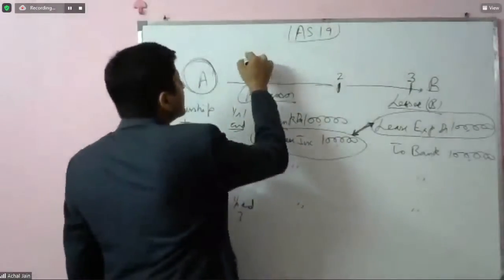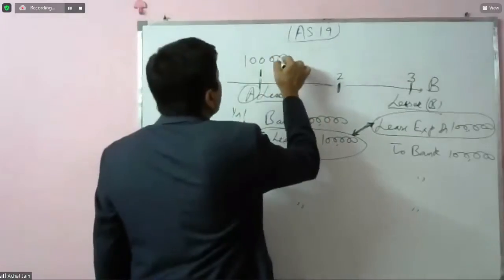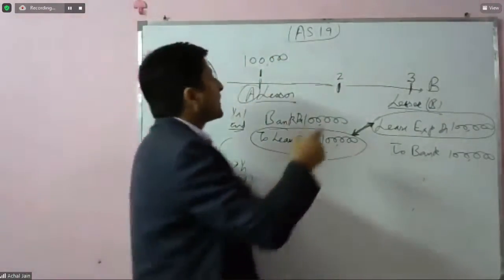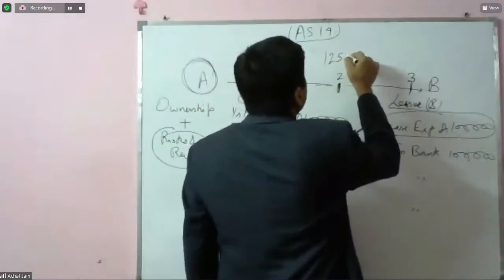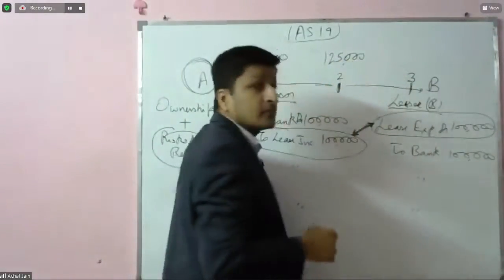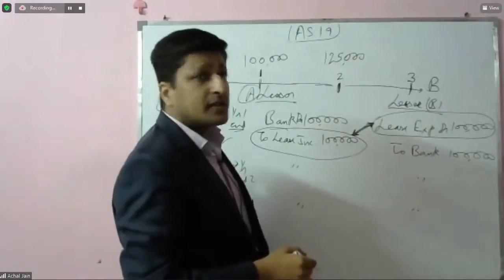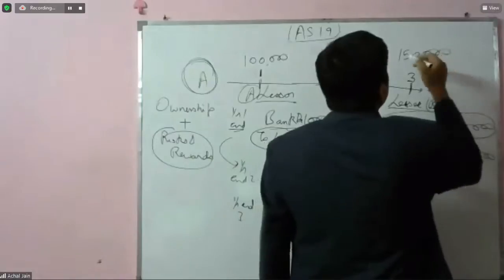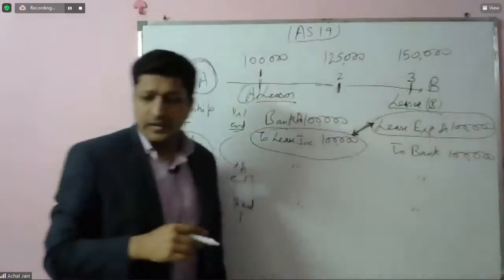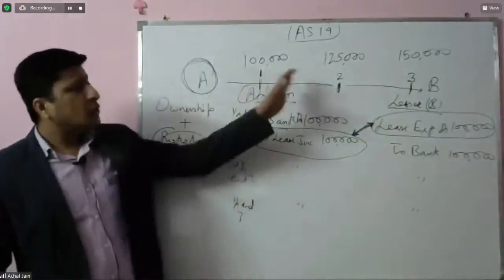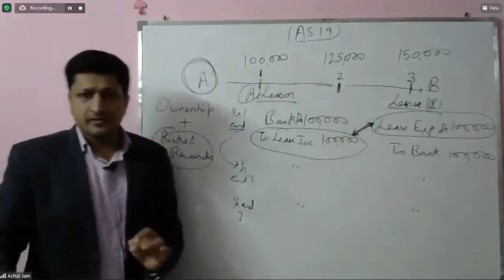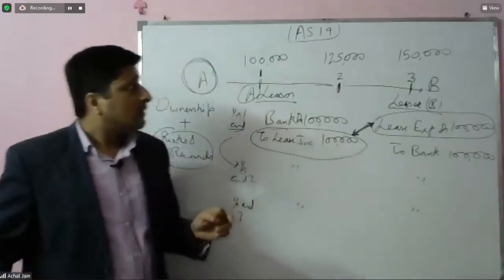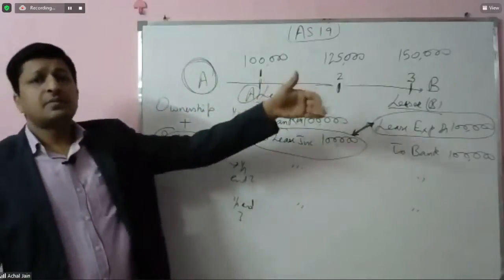See, in the first year, lease rent is 1 lakh. In the second year, lease rent will become 1,25,000. And in the third year, this will become 1,50,000. That's the arrangement. And it continues to be an operating lease. Now, what's the lease term? 3 years. Why? Because it's a lock-in period.